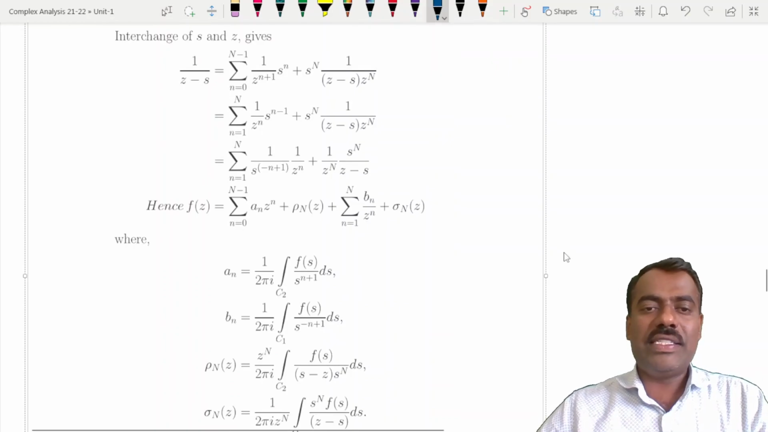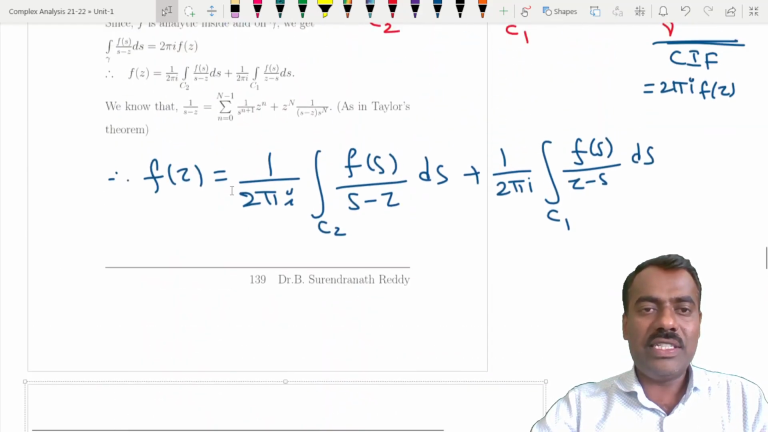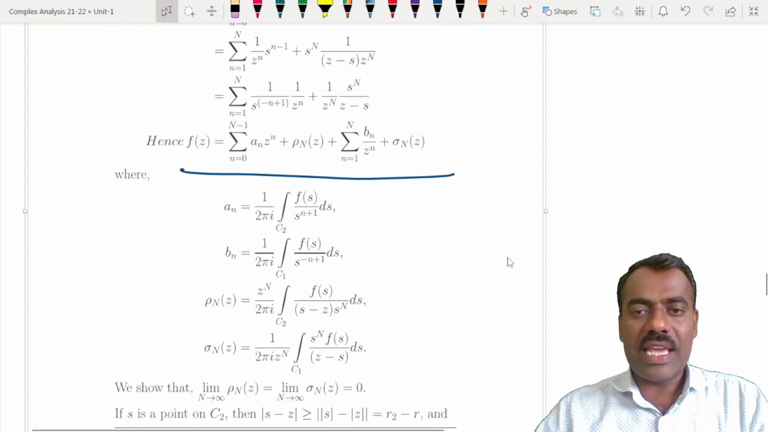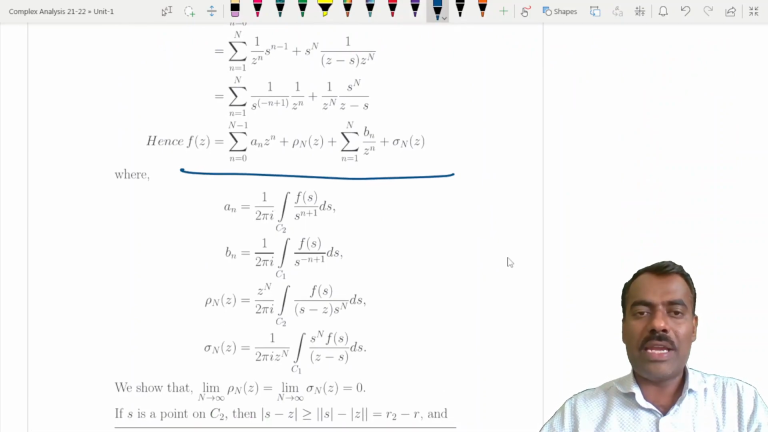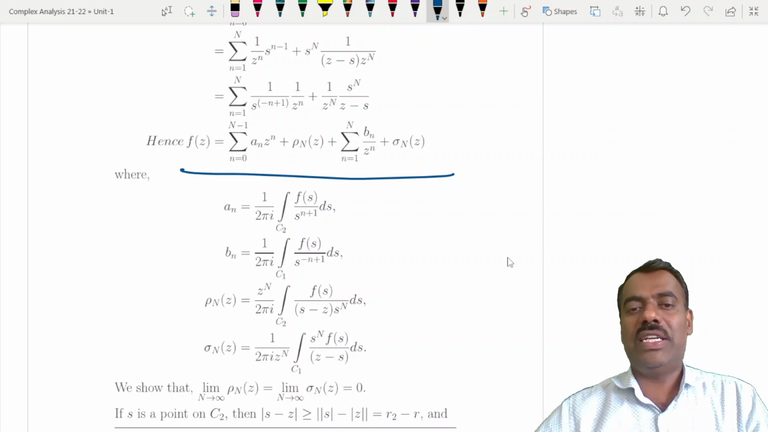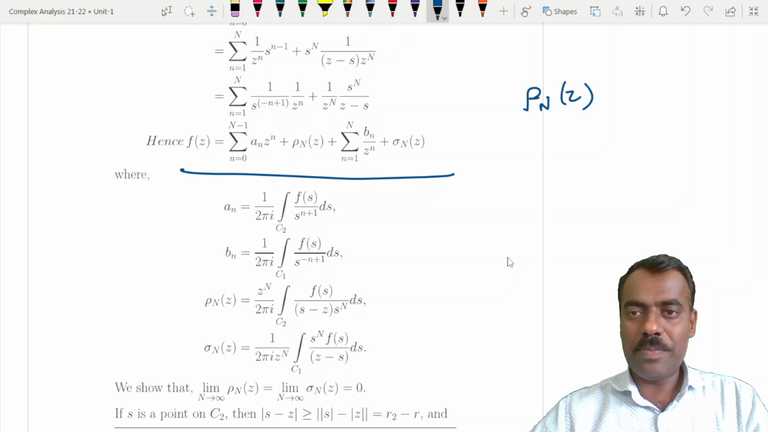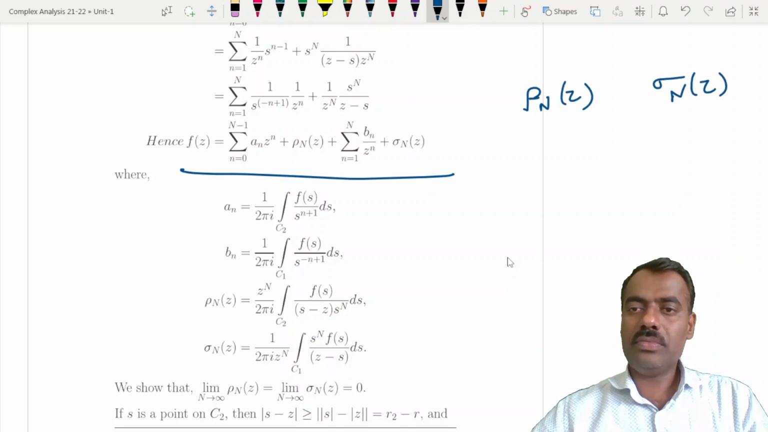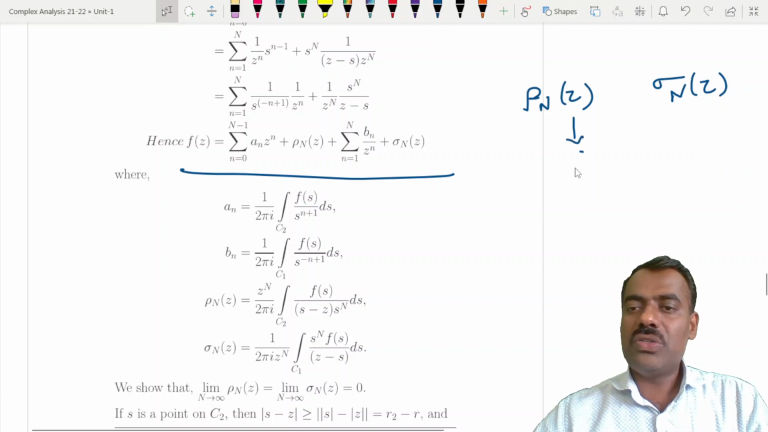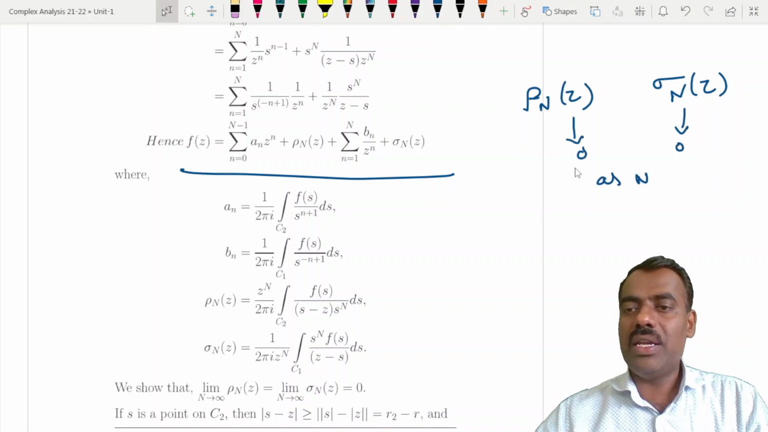So you find out what 1 by z minus s and 1 by s minus z are, which were already calculated earlier, and then substitute those things. What we get here is f of z equals the summation n from 0 to n minus 1 of a n z power n plus rho n of z, plus the summation of b n by z power n plus sigma n of z. So we are getting two remainder terms, rho n of z and sigma n of z, and two summations here. As n tends to infinity, we want to show that this tends to 0 as well as this tends to 0.